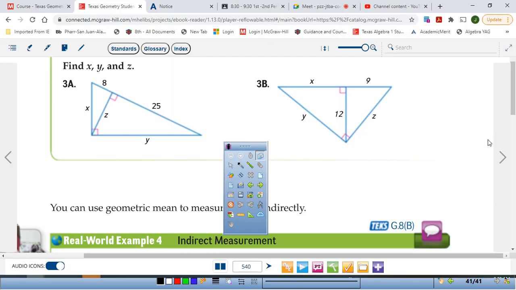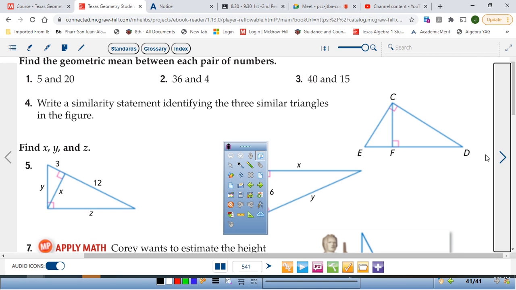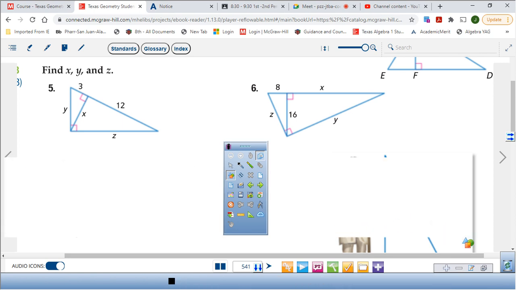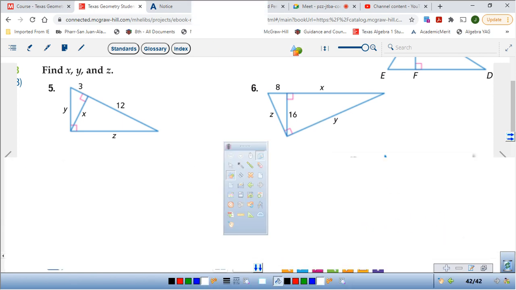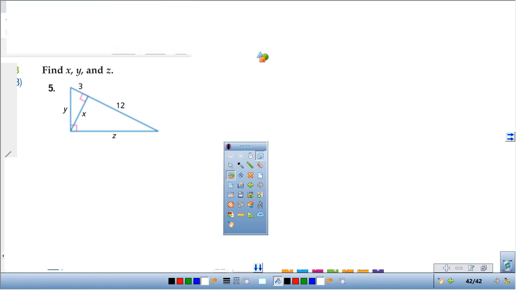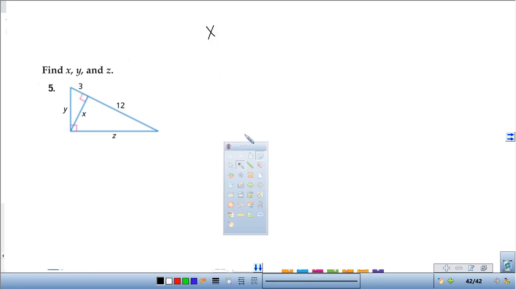Ready? Let's come over here. It'll be fast. It'll be easy. It won't be too bad. Let's try number 5. So let's look at 5 real quick. Copy it down real quick. And we're going to find X. We're going to find Y. And then we're going to find Z.